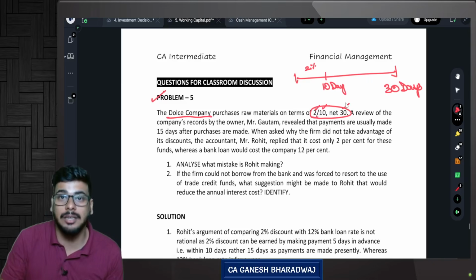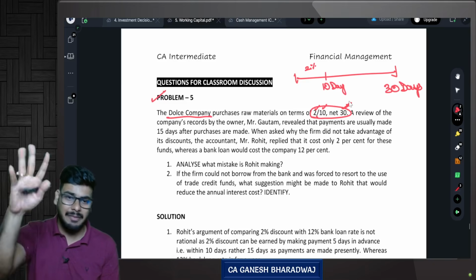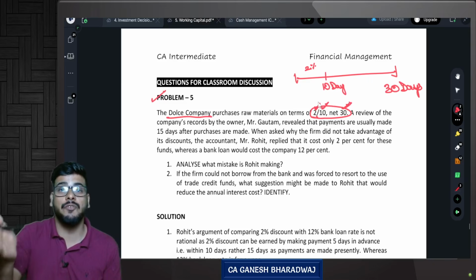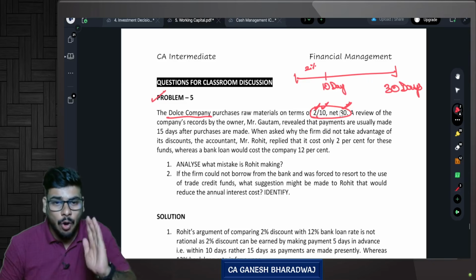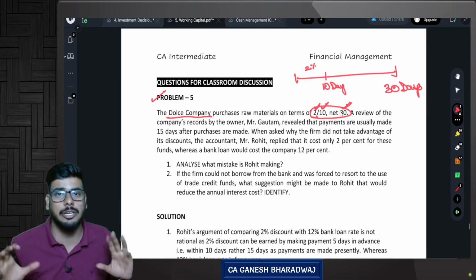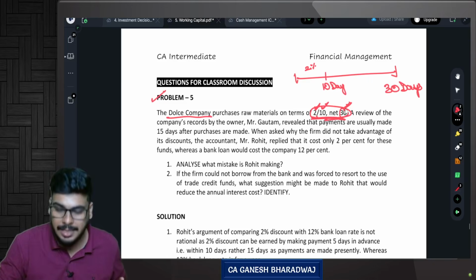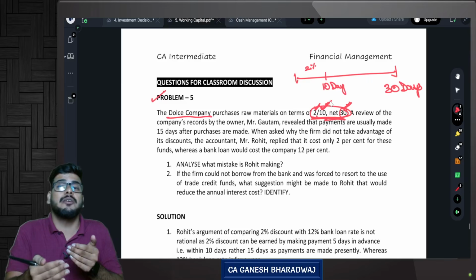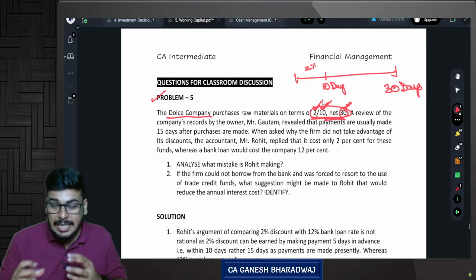Now you read this. 2 by 10 net 30 means what? 30 days is the general credit period. You need to make the payment anyway by 30 days, but if you make the payment within 10 days, you are eligible for a discount of 2%. This is called 2 by 10 net 30. It could be anything, 1 by 20 net 40 also it can be. Are you clear with this? But whenever they give this, understand the meaning of it. This 30 stands for the maximum credit period, but this 10 stands for the credit period before which if you pay, you will get a discount of how much? 2%. Are you clear with this?